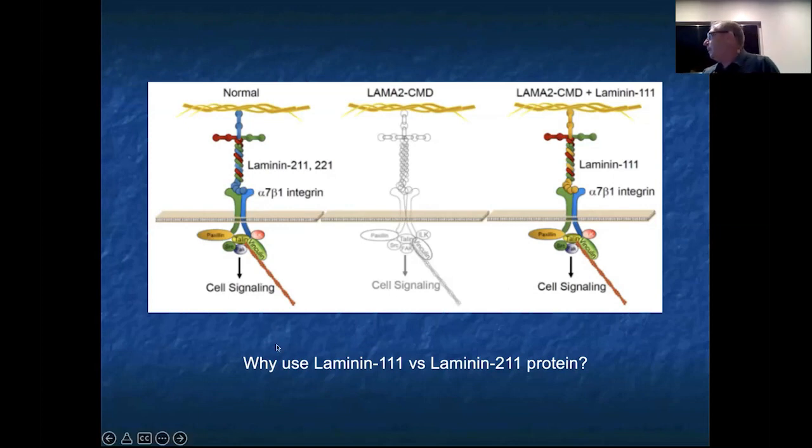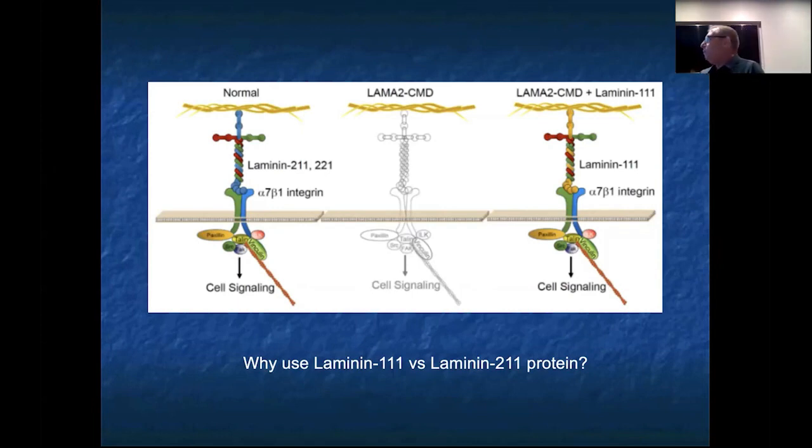So why use 111 versus 211? Patients are missing 211 from birth. And if you put 211 back in, what do you think is the major problem that the patient could face? An immune response, because they've never seen this protein before. And so if we use 211, the problem is the immune response could be triggered to target the 211 and clear it out. So it's basically an immune deficiency of the laminin.